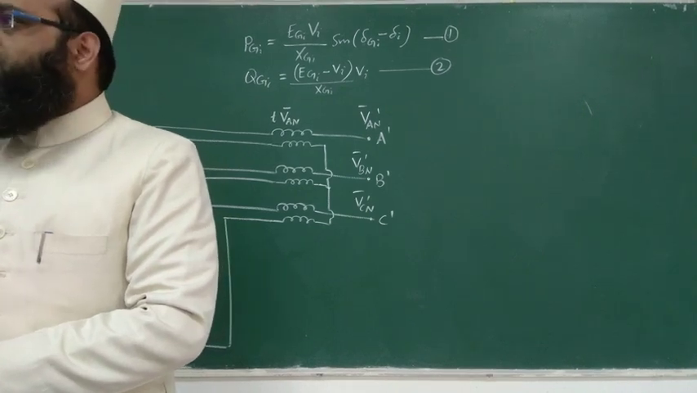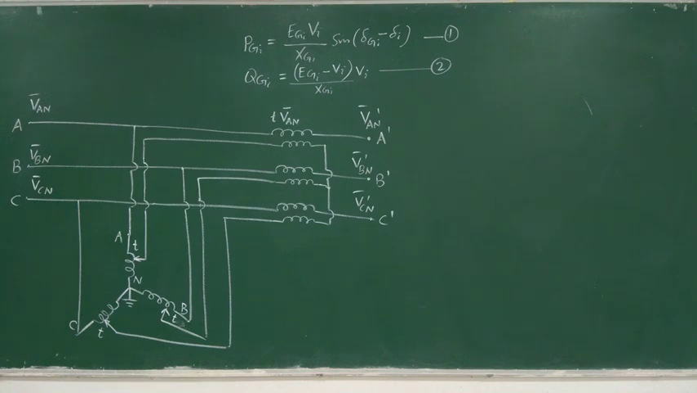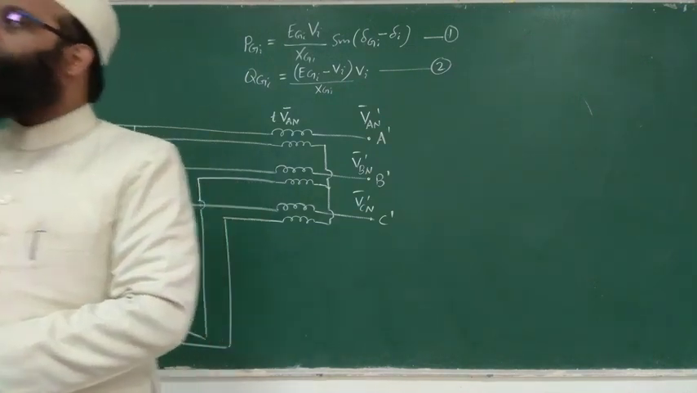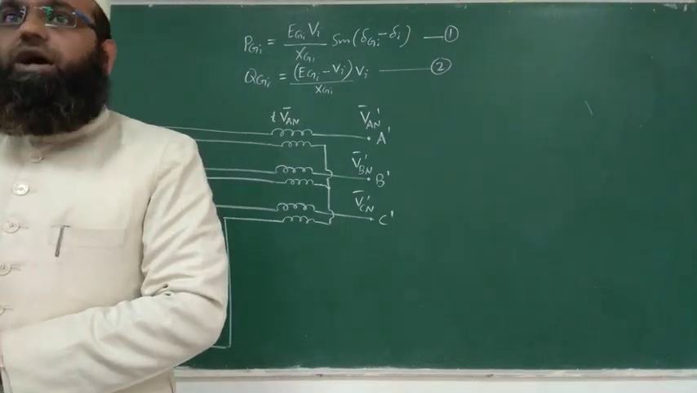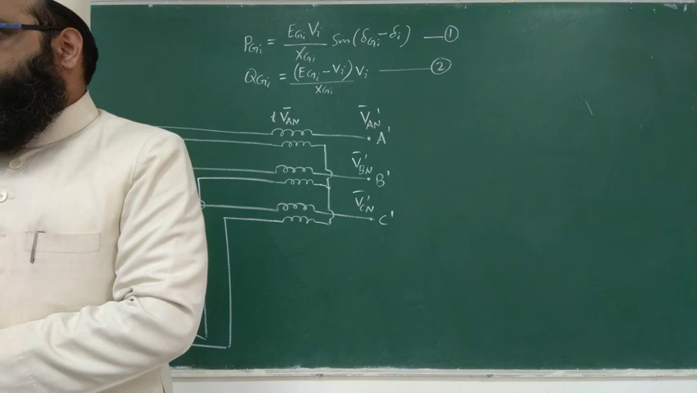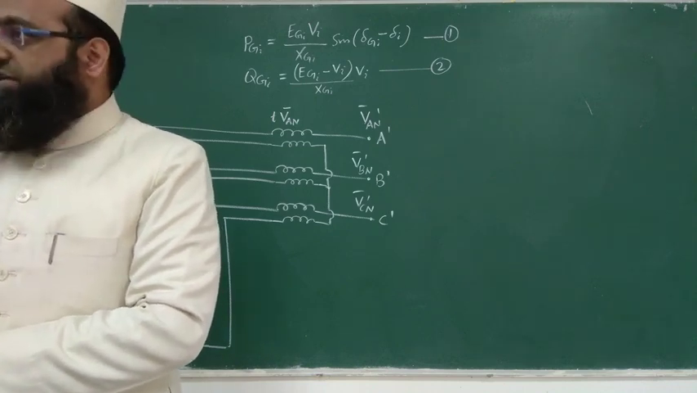Is it clear to you? So what about the other one? What is the other one? Active power. Active power flow. So that can be controlled with the help of changing the phase angle, not voltage magnitude. Phase angle, is not it?